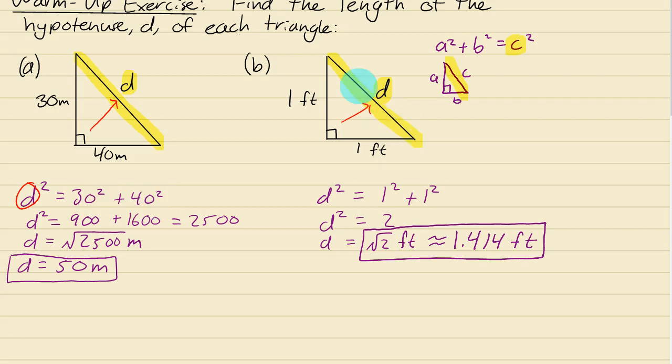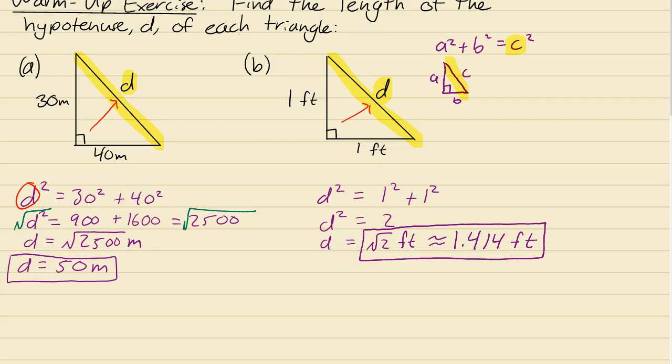So in either of these cases, the side opposite the right angle is the D, so we have our D squared equals 30 squared plus 40 squared, and when you combine those, you get 2500, and when you take the square root of that to cancel out the D squared and get just D by itself, you end up getting 50 meters. And same thing with this other one: the hypotenuse squared equals the sum of the squares of the two other sides, and you end up getting D is the square root of 2 feet.